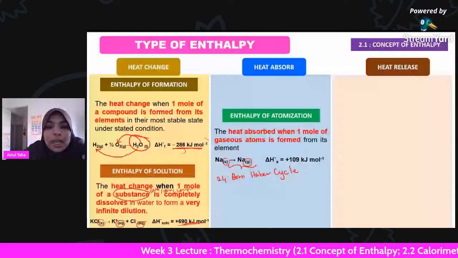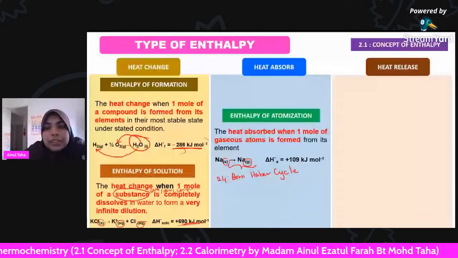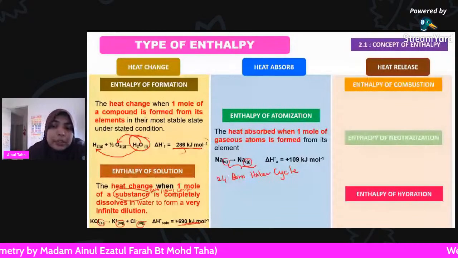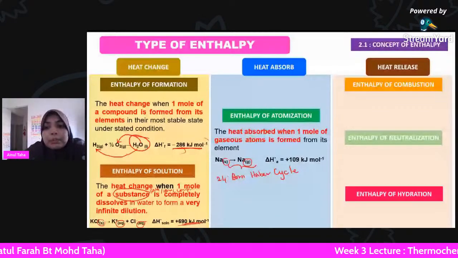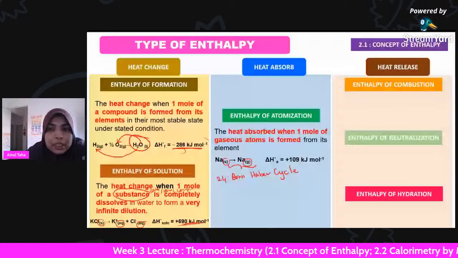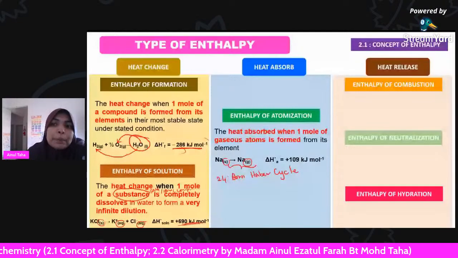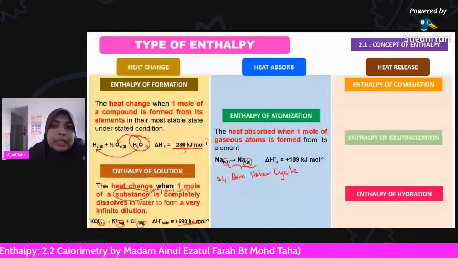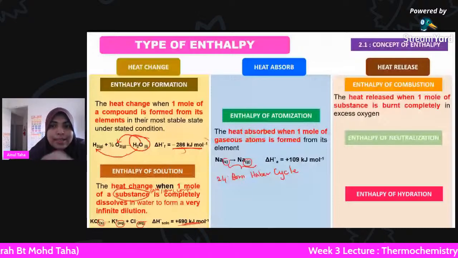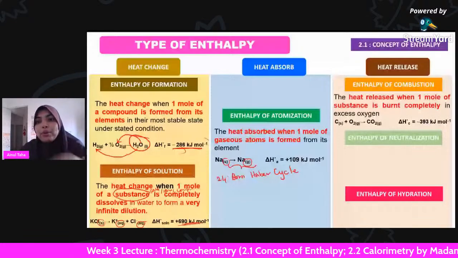Okay, and then we have heat release. There are three types of enthalpies that involve heat release: enthalpy of combustion, enthalpy of neutralization, and also enthalpy of hydration. Enthalpy of combustion, the definition is the heat released when 1 mole of substance is burned completely in excess of oxygen. Okay, one of the hints here that you need to understand is the substance must react with the oxygen in order to form combustion.